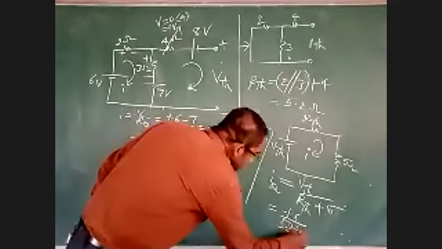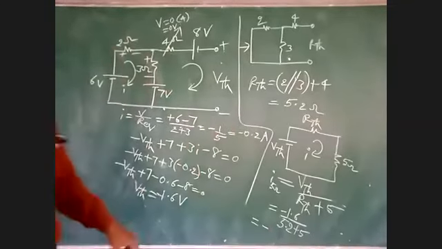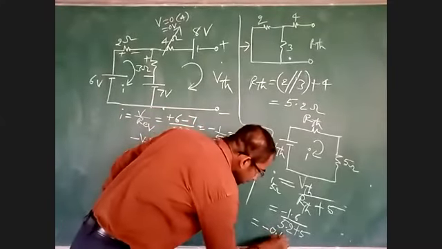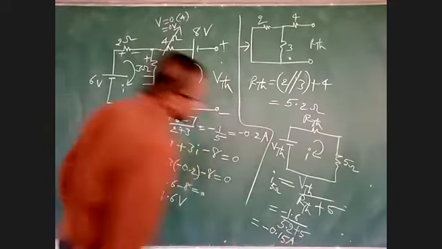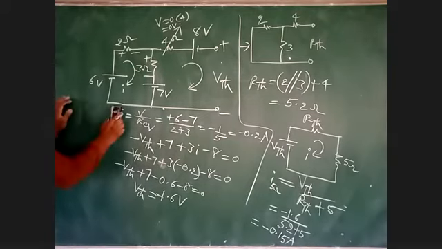Minus 5.30, no. Minus 0.15 ampere. This is the current. Now we'll verify whether this answer is correct or not.